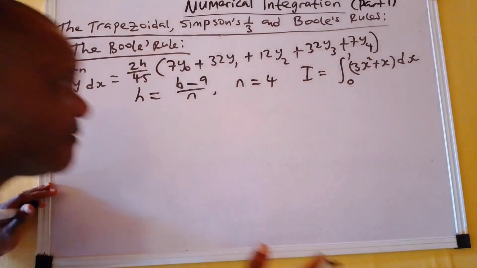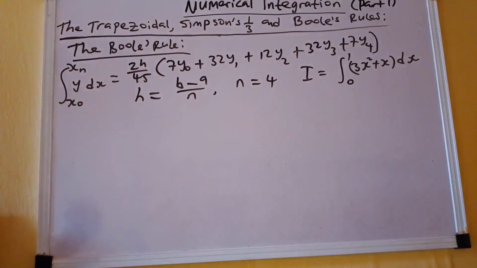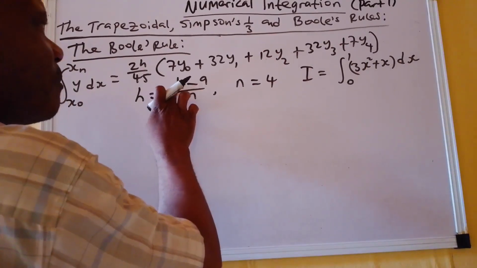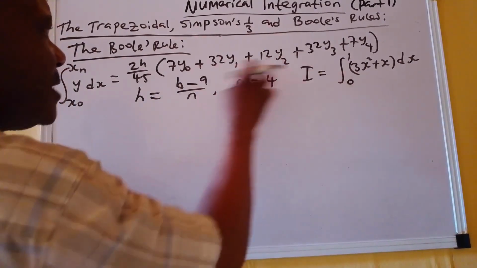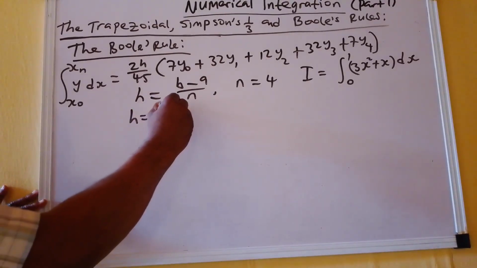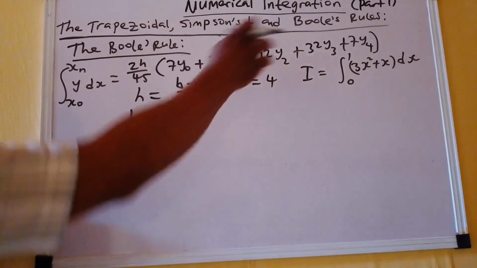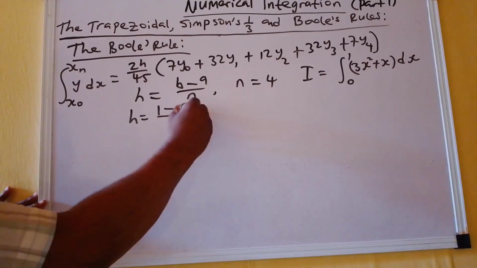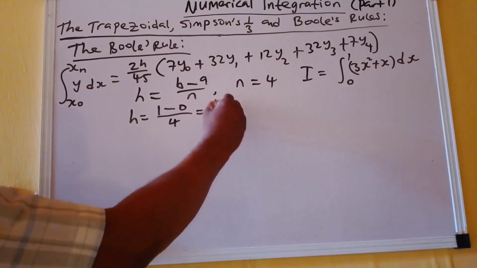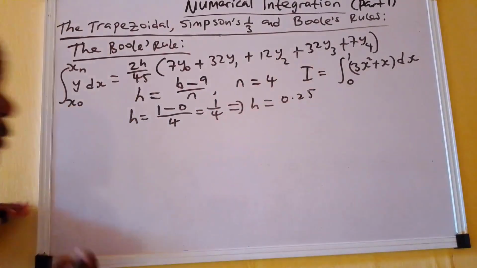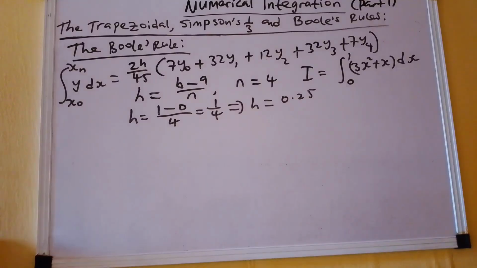When the table of values is not given, you have to get your h from this. The upper bound is the b, the lower bound is a. So our h will be equal to 1 minus 0, where b is the upper bound and a is the lower bound, all over n. n is 4. So this will be 1 over 4, which implies that our h will be equal to 0.25. This is what we are now going to use to create our table.